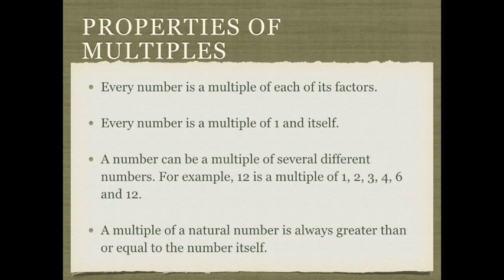Now let's go to the properties of multiples. See, every number is a multiple of each of its factors. So this is obvious. Every number is a multiple of each of the factors. So 24 is a multiple of 2 and 12. Every number is also a multiple of 1 and itself. Yes, this is also true here. A number can be a multiple of several different numbers. For example, 12 can be a multiple of 2, 3, 6 and so on. And a multiple of a natural number is always greater than or equal to the number itself.